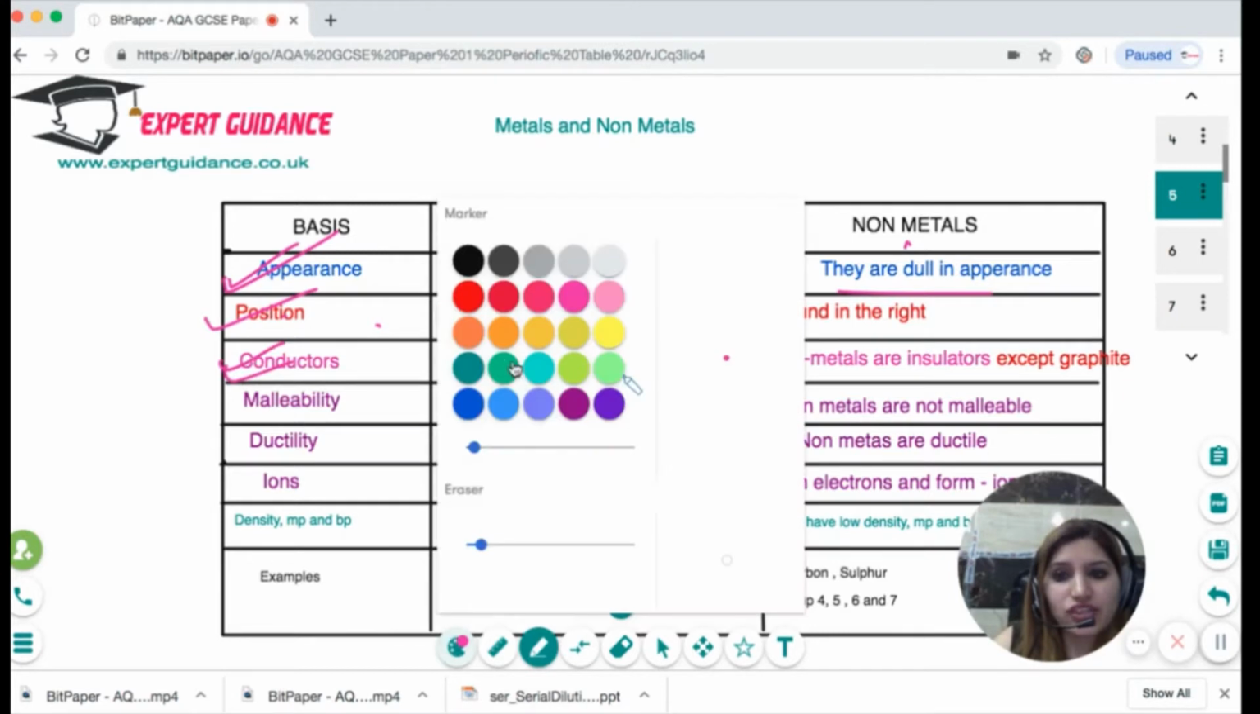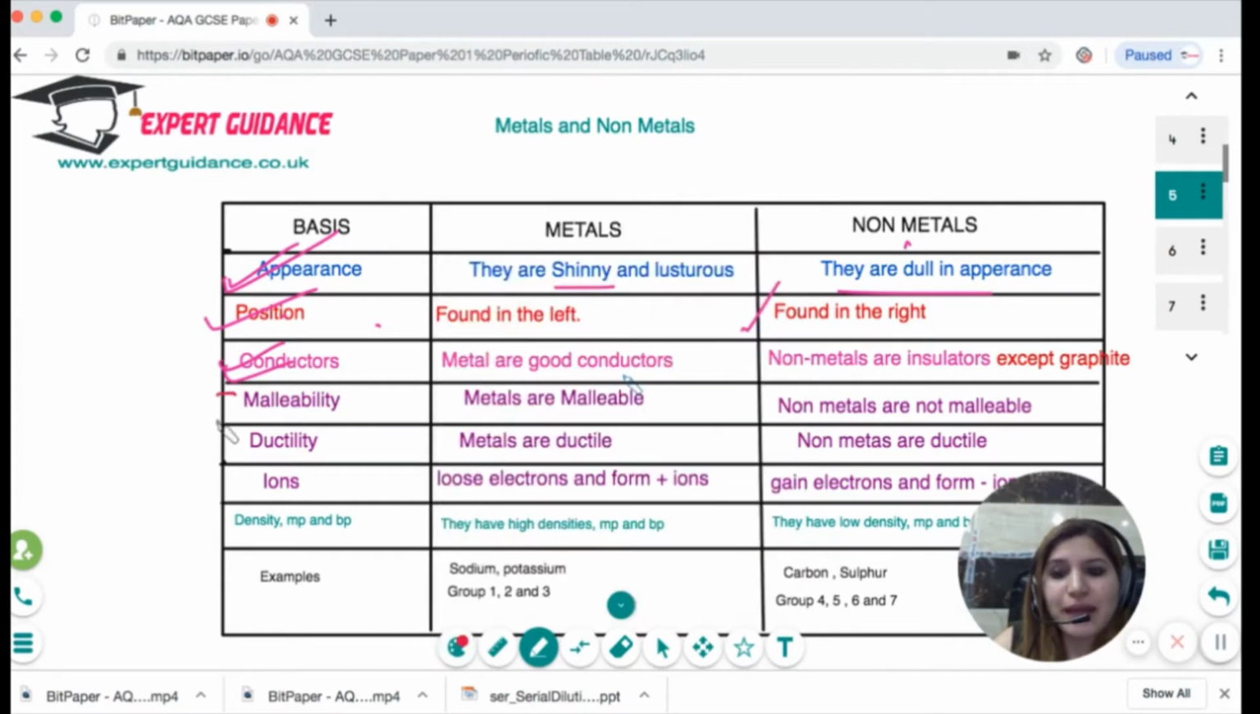Then there are two very important properties, which are malleability and ductility. Malleable is hammering them into sheets, and ductile is hammering them into wires. So metals are both malleable and ductile. You can hammer them into sheets, and you can also draw them into wires. But you cannot do that for non-metals. So non-metals are not at all malleable and not at all ductile.